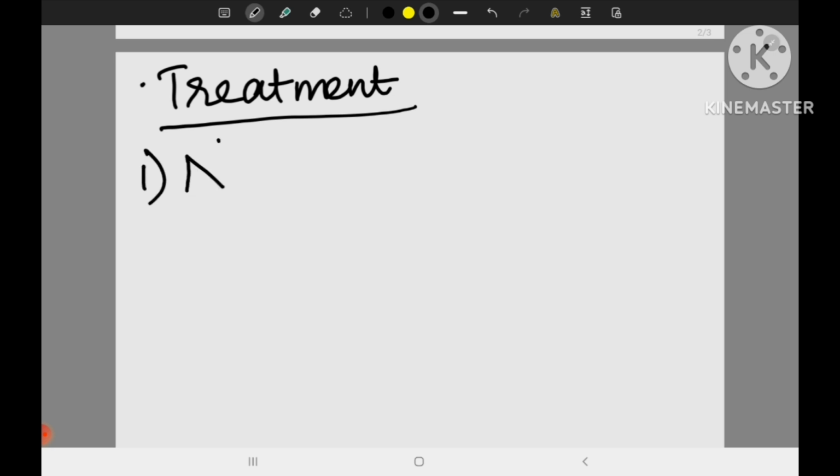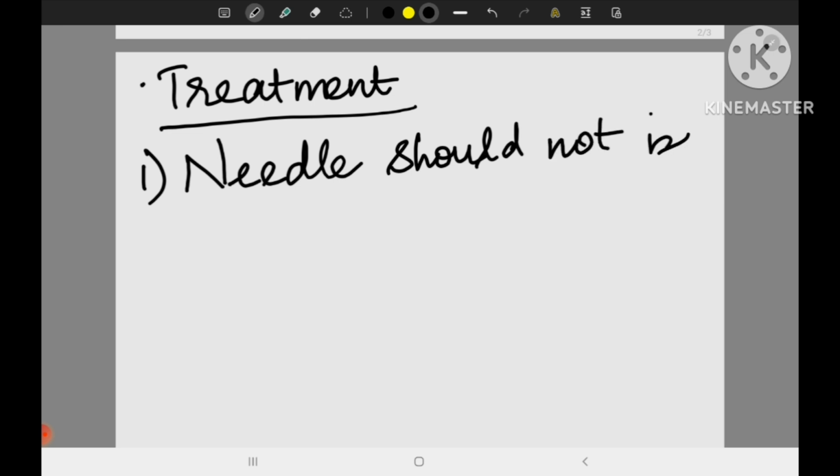First, note that the needle should not be removed. In an emergency ward situation, what we commonly do is panic and remove the needle. If we remove the needle, it will be a much worse situation for the patient. Remember that. So the needle should not be removed.